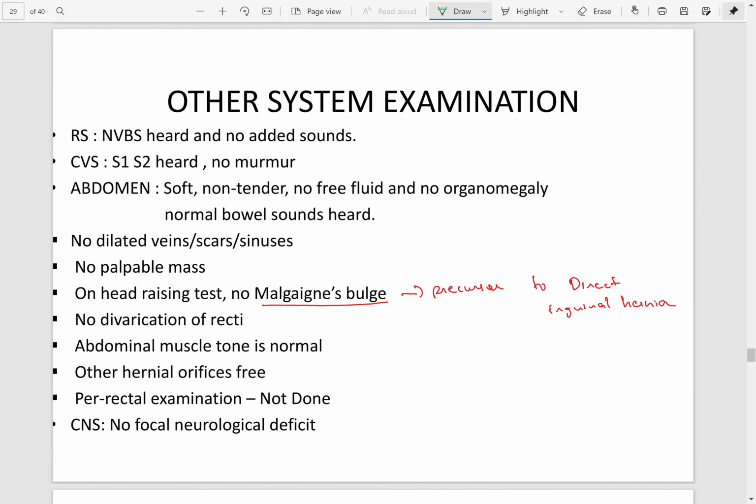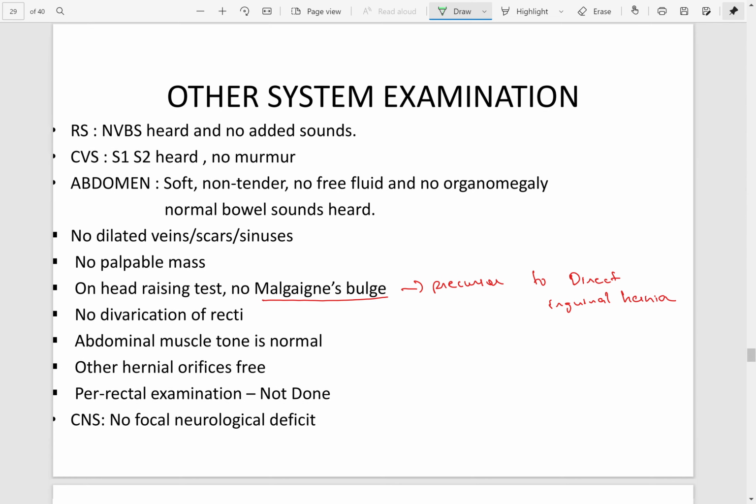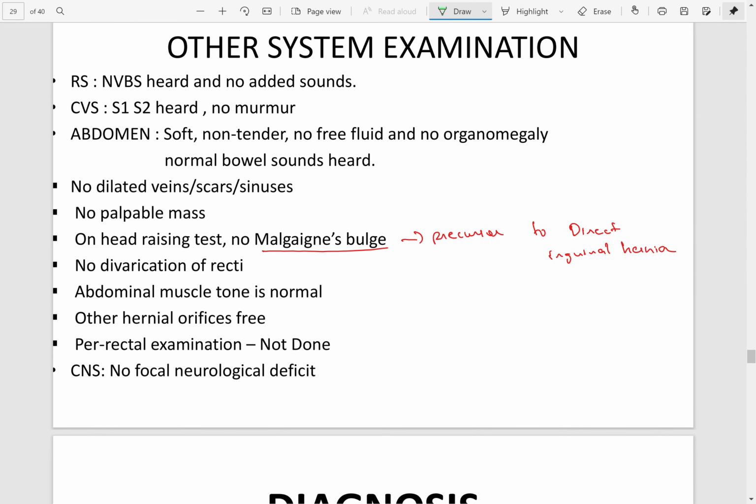RS, normal vesicular breath sounds are heard, no added sounds. CVS, S1 S2 heard, no murmurs. Abdomen, you check for any other kind of problems in the abdomen like divarication of recti and Malgaigne's bulge. Malgaigne's bulge is present as a precursor to direct inguinal hernia, where on straining you have two bulges bilaterally present in the groin region. So that is the Malgaigne's bulge. In this case it's not there.